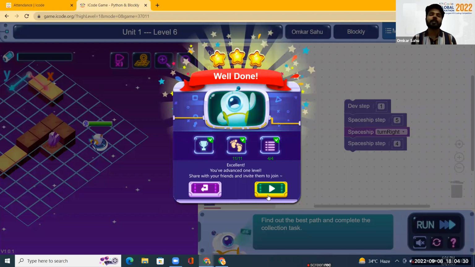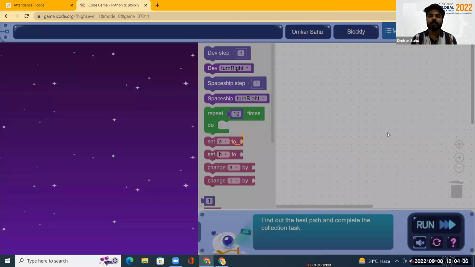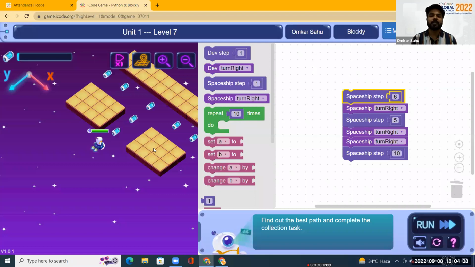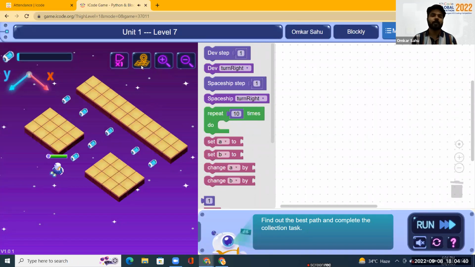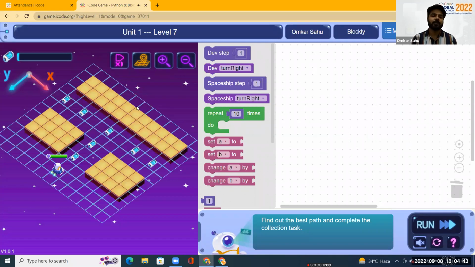Now we will be clicking on the green button to go ahead and see the next level that is there. Click on the green button to see the magic, and we will have the next game like this. We'll click on the map view just like that.